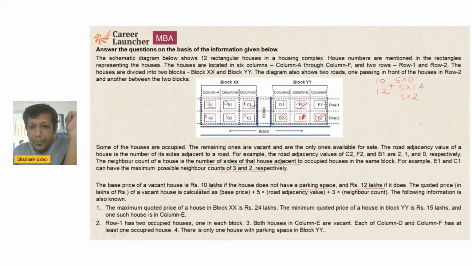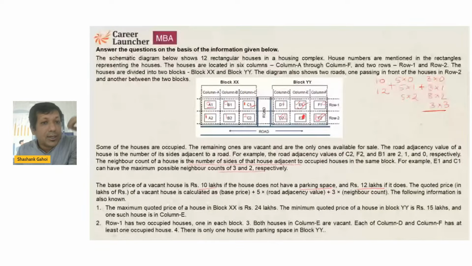Plus 3 into neighbor count. Neighbor count can be 0 if all adjacent houses are vacant. That is a possibility. You can have one neighbor, 2 neighbors, or 3 neighbors. So this is the price of a house and this is how we calculate it, and some additional information is given to us. Let's solve and figure out what it says.